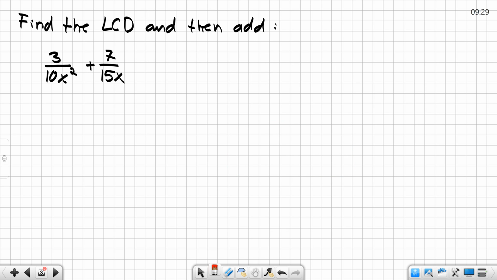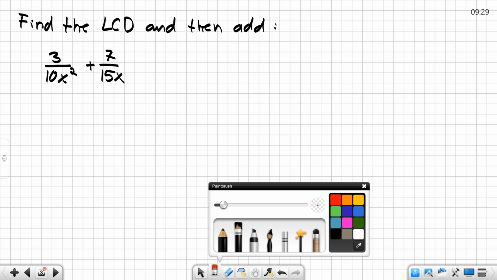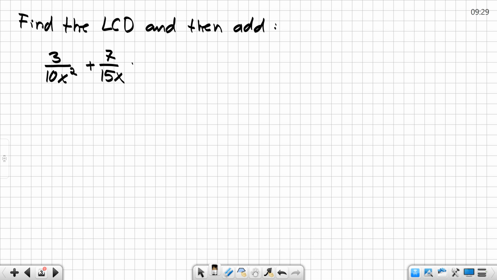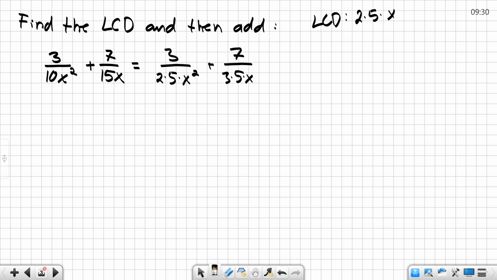All right, let's do one that is a little bit shorter. I want to add these two rational expressions, and I am doing the same thing as before. I'm looking at the bottom. This is 2 times 5 times x squared plus 7 divided by 3 times 5 times x. The least common denominator is going to be 2 times 5 times x squared.